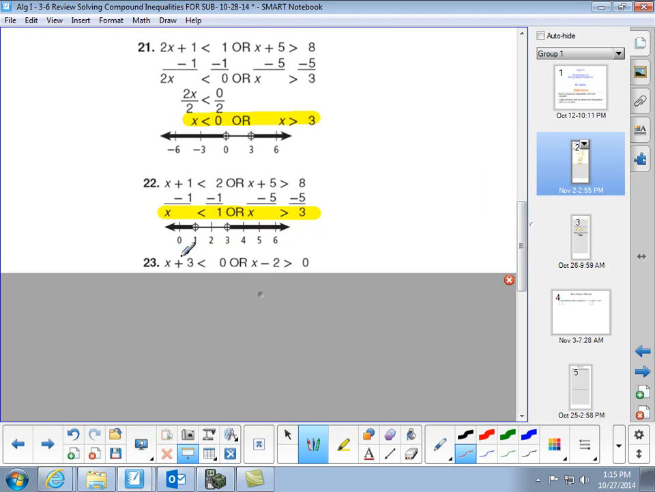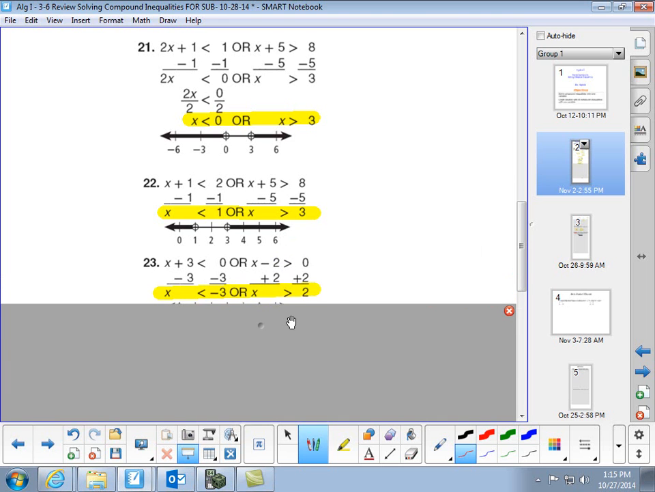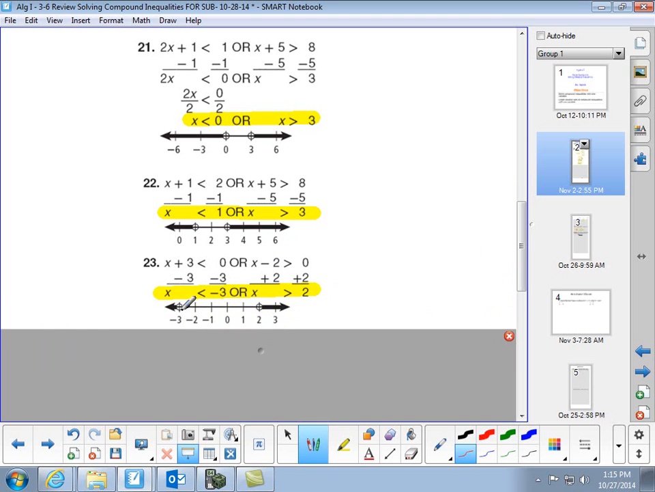And the last one in this group, x plus 3 is less than 0, so I subtracted 3. X minus 2 is greater than 0, so I added 2. When I did, I got x is less than negative 3 or x is greater than 2. So I have an open circle at negative 3, arrow to the left, open circle at 2, arrow to the right.